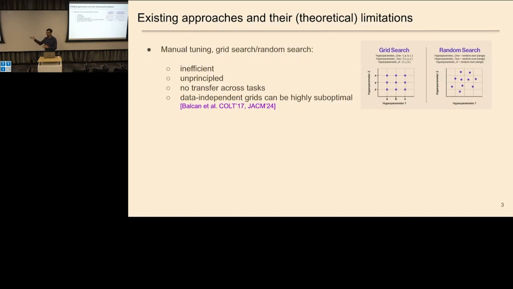And there are also provable examples in clustering and learning to branch. You can show examples of where these data-independent grids would lead to provably suboptimal hyperparameter selection. We don't have examples for this for the specific case of neural networks, but it's believable that it's also the case that if you take a uniform grid, you'll end up with something which is provably suboptimal.